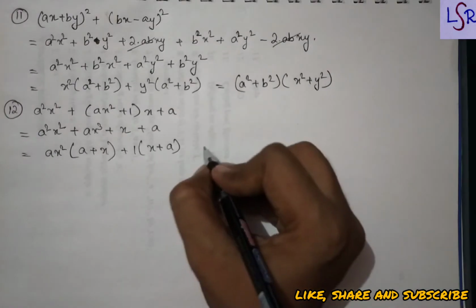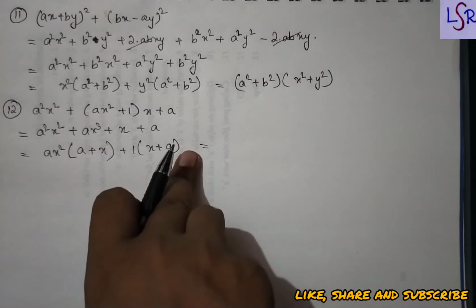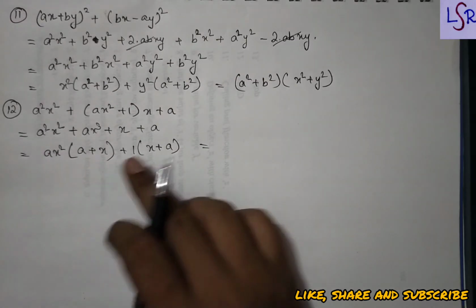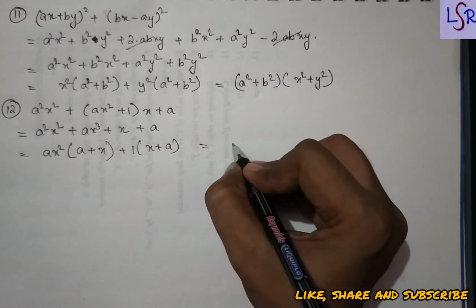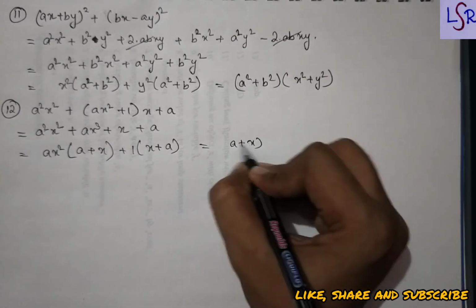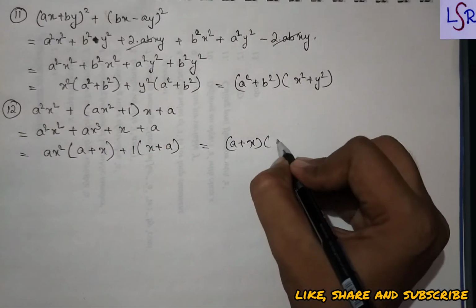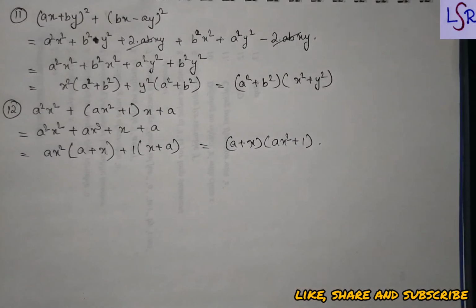Now in the brackets we have a plus x and x plus a. As you all know, addition is commutative. Either we write a plus x or x plus a, they are both going to give the same answer. So we can take one of them, a plus x, and in the next bracket we will write a x square plus 1. Now let's see the next question.